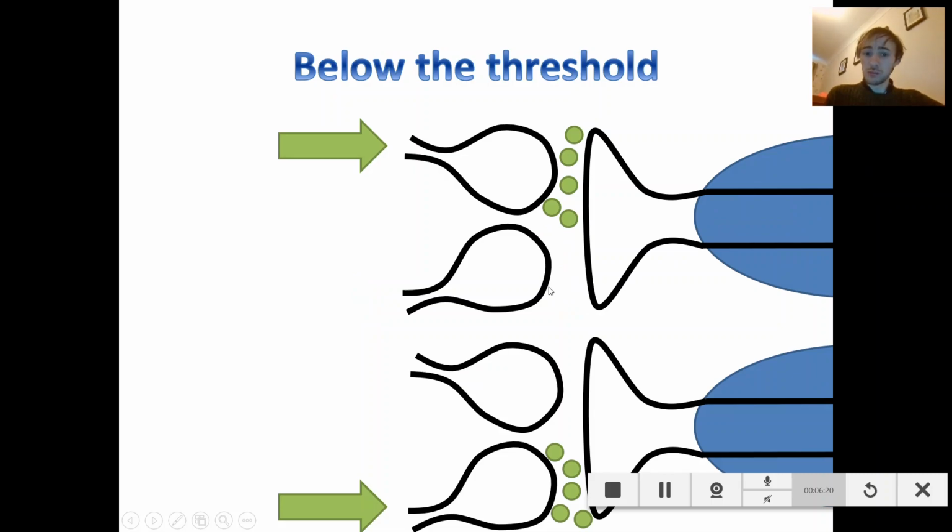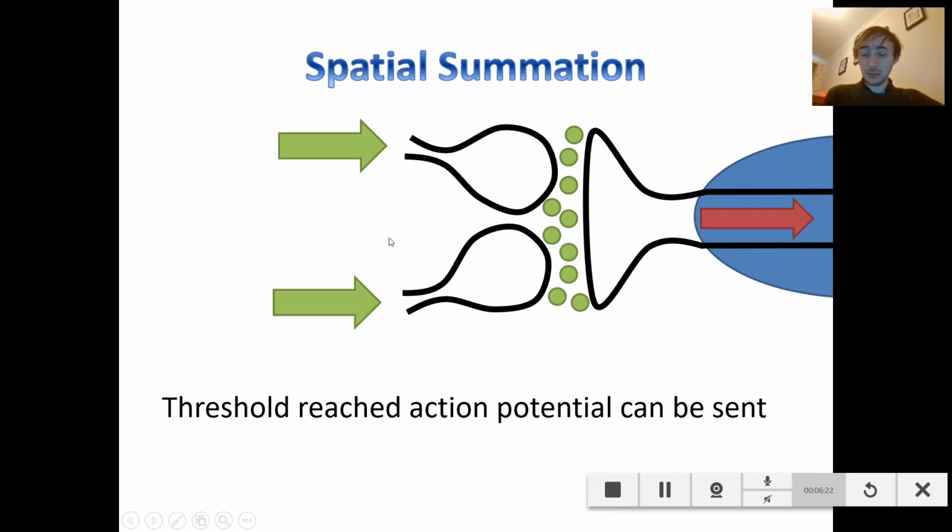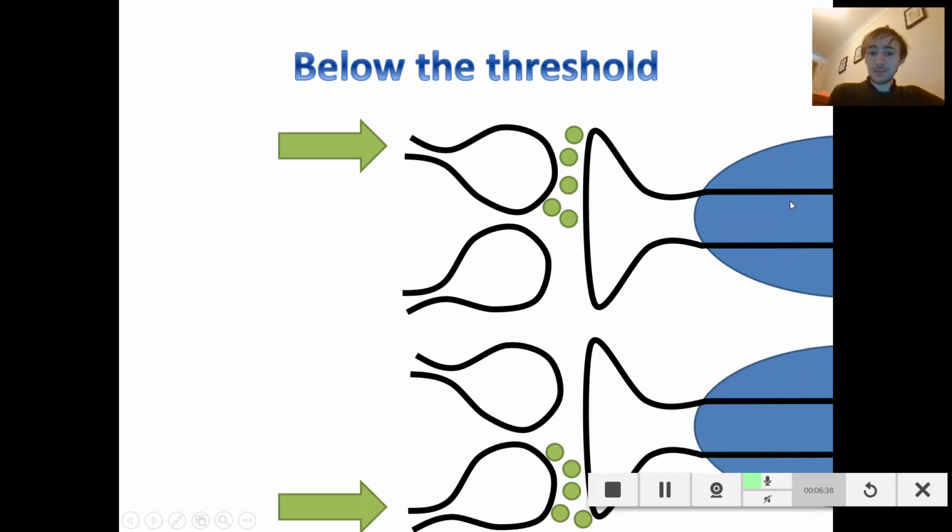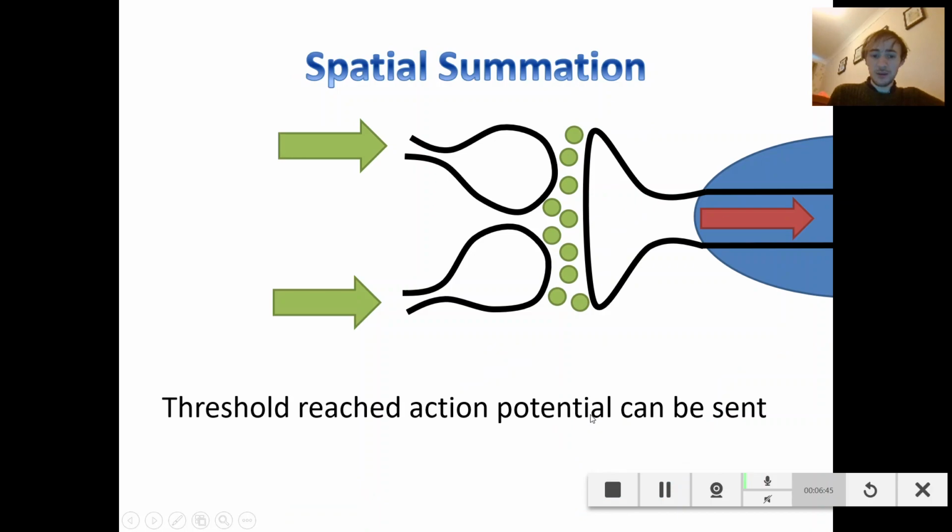So, spatial summation. Two neurons in the same space, or more, activating at the same time, causing enough neurotransmitter to be released to activate an action potential in the next neuron. Whereas here, not enough neurotransmitter in either neuron. Fine. So that's the first of two kinds of summation: spatial summation.